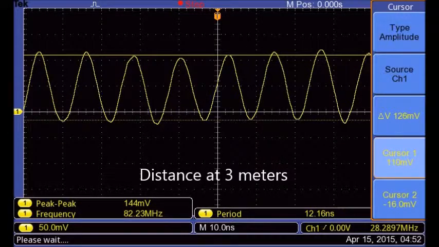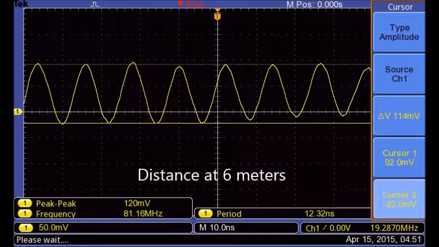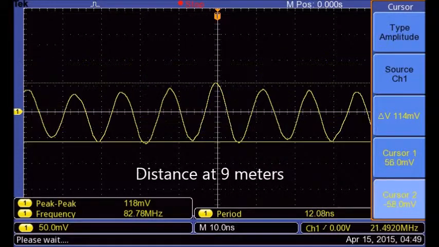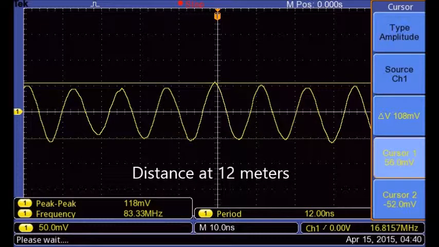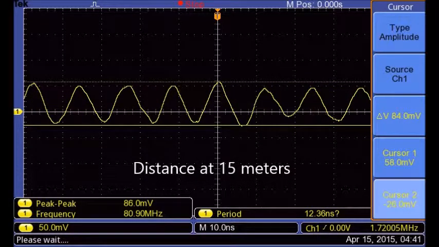The screenshots show the progression of the wavelengths in the distance. We start at 3 meters and continue all the way to 21 meters. The resonant frequency is around 82 megahertz at each distance.